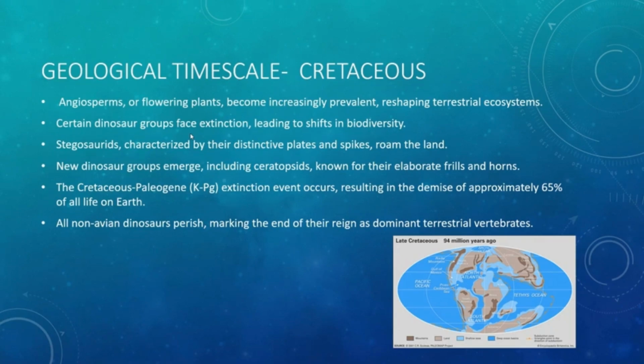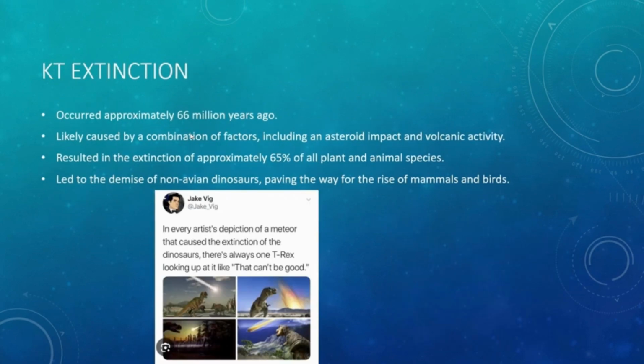The Cretaceous-Paleogene extinction event occurs, resulting in the demise of approximately 65% of all life on Earth. All non-avian dinosaurs perish, marking the end of their reign as dominant terrestrial vertebrates.